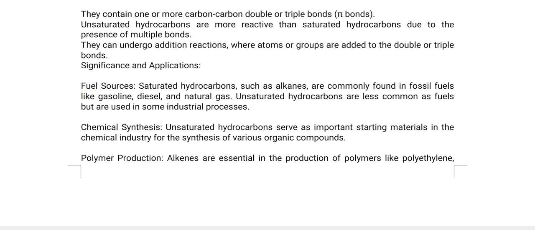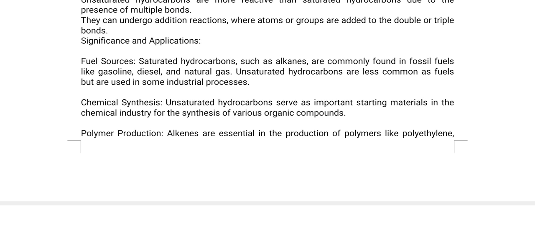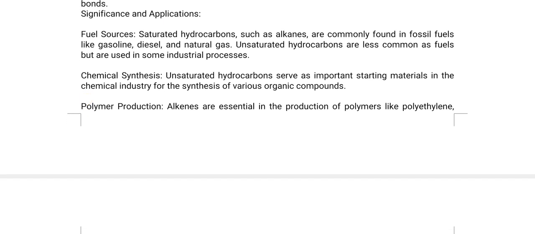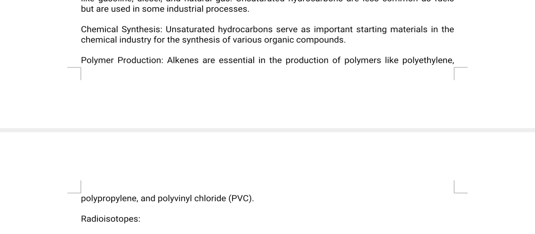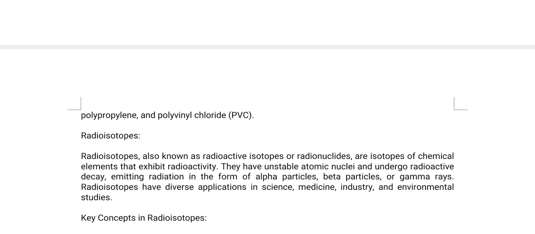Significance and applications. Fuel sources. Saturated hydrocarbons such as alkanes are commonly found in fossil fuels like gasoline, diesel, and natural gas. Unsaturated hydrocarbons are less common as fuels but are used in some industrial processes. In chemical synthesis, unsaturated hydrocarbons serve as important starting materials in the chemical industry for the synthesis of various organic compounds. Then polymer production. Alkenes are essential in the production of polymers like polyethylene, polypropylene and polyvinyl chloride.